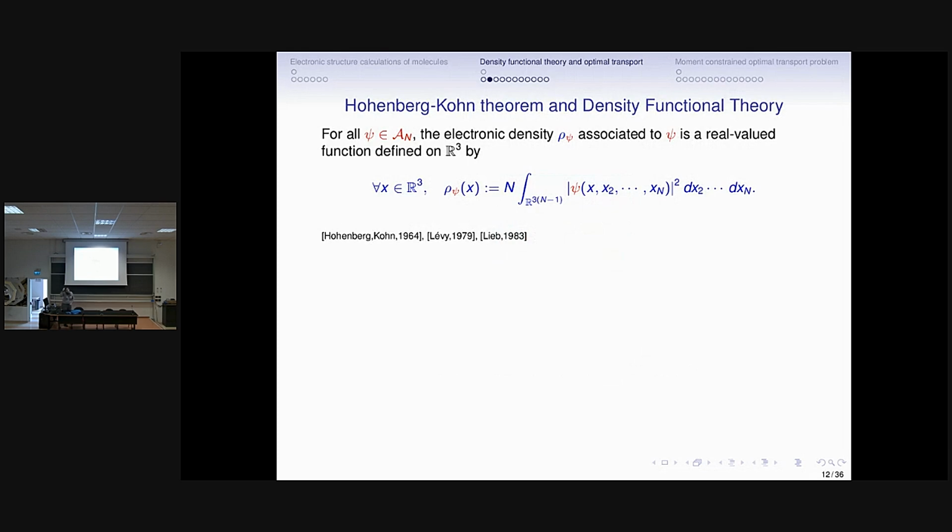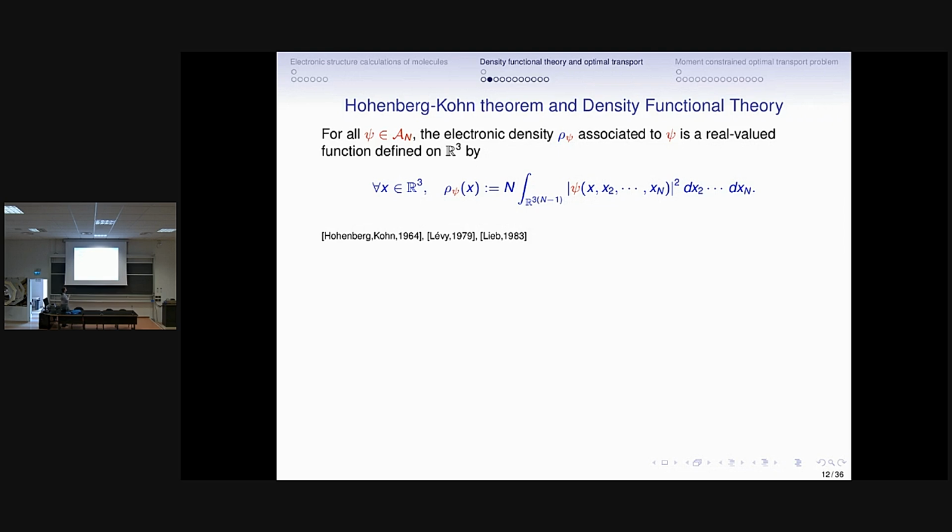For this I need to introduce some additional notation. For a given psi in my admissible set of wave functions, I can define an associated electronic density that will be denoted by rho psi, and this is a real valued function which will be defined on R3 instead of R3n, which is the definition domain of the wave function psi. So the electronic density rho psi will be defined on a much lower dimensional space. More precisely, for any vector x in R3, rho psi of x will be defined as n times the integral over all the vectors x2 up to xn, not the first one, of the squared modulus of psi, where you take the first variable to be equal to x.